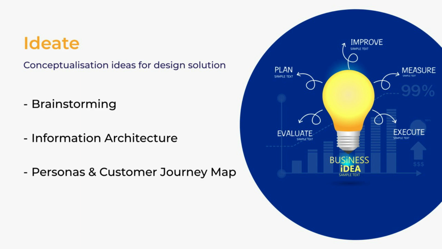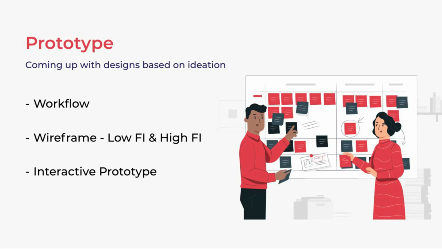Then we come to the second stage of the UX process, that is ideation. What is ideation? It is where, as a team, we brainstorm and try to come to a conclusion or some kind of sketches that give us an idea, that give us some direction to go forward, which includes information architecture, creating personas, customer journey map. It gives us a clear path to go to the next step.